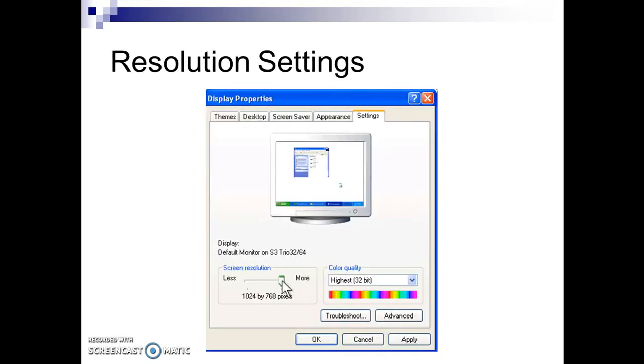Okay, so resolution settings, I'd encourage you to play around with that a little bit and think about the aspects of this. And there's a little extension question for you to think further about it as well.